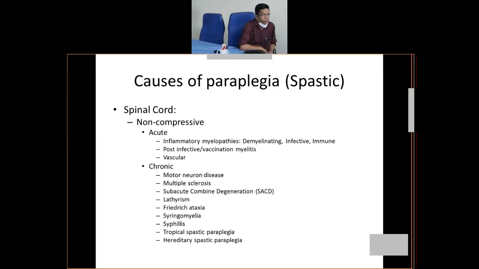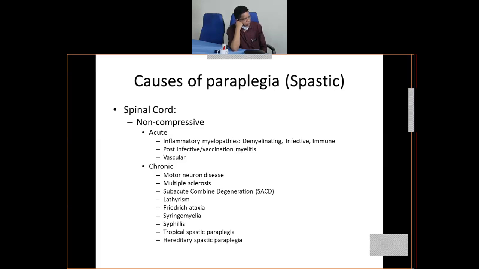For non-compressive causes of spastic paraplegia, in acute, it is mostly the inflammatory myelopathies; it may be demyelinating, infective, or immune mediated. The second is post-infective or post-vaccination myelitis, and the third is vascular. In chronic, it may be the upper motor neuron type of motor neuron disease. Motor neuron disease has two components, one upper motor neuron and one lower motor neuron. If both are combined, that is known as motor neuron disease. If only the upper motor neuron type of lesion is present, that is called PLS, primary lateral sclerosis.